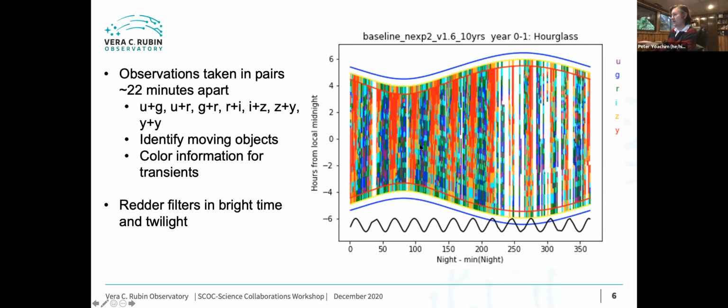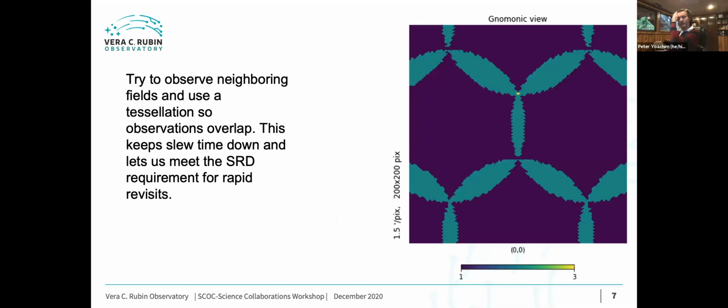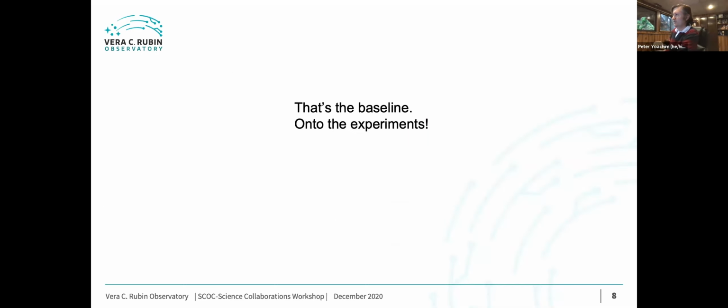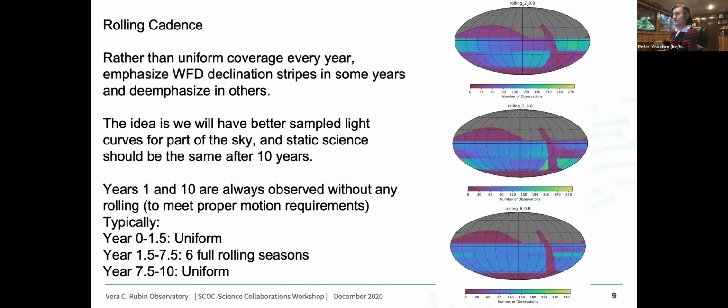That's so that we can identify objects that have moved and also get any color information on transients. And we're trying to do our redder filters in bright time and twilight time. We try to observe neighboring fields. We talked about that. All right, that's the baseline. Let's go on to the experiments.